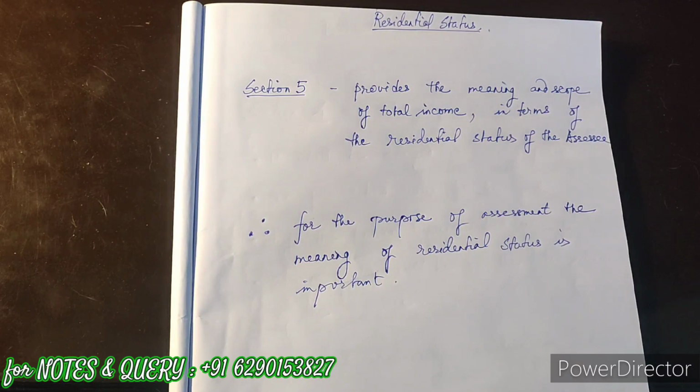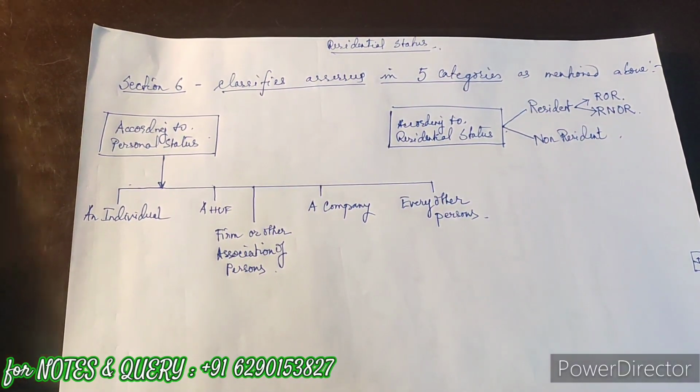Now we go to the assessee. How do we classify the assessee? Actually, the income tax classifies the assessees into two broad categories. I hope you can see the two categories: according to the personal status and according to the residential status. So, according to section 6, we are now doing section 6. Section 6 classifies the assessees in 5 categories as mentioned here. What are they? According to the personal status and according to the residential status.